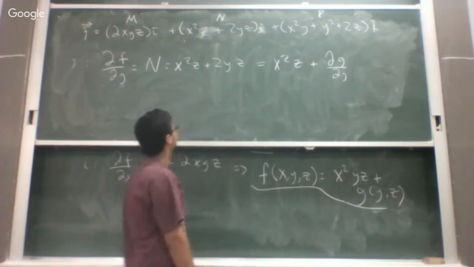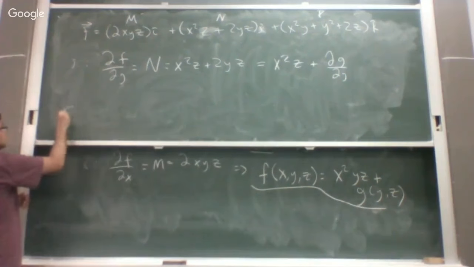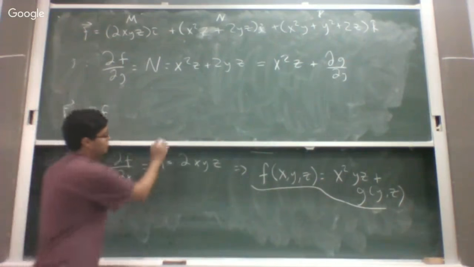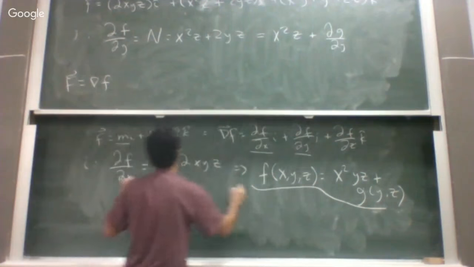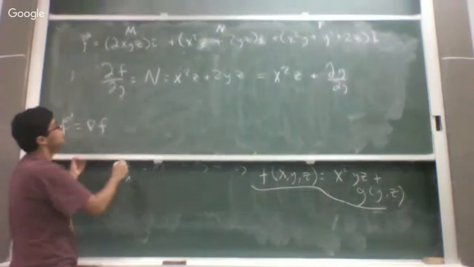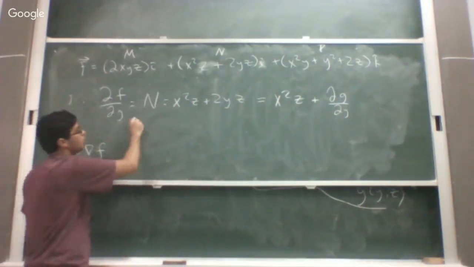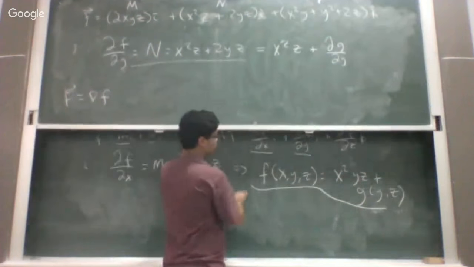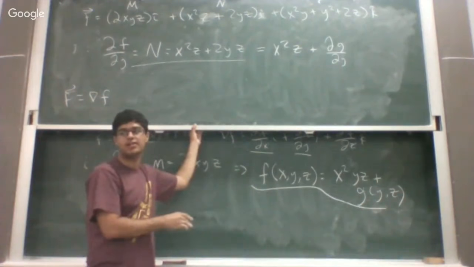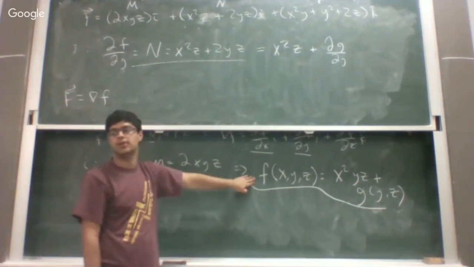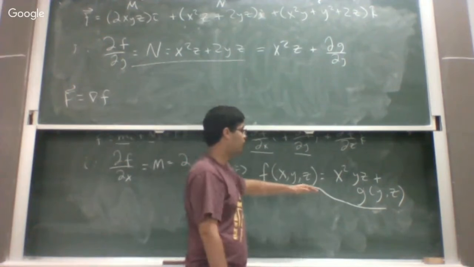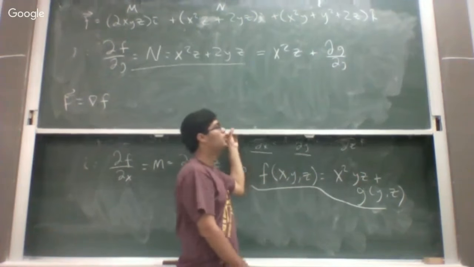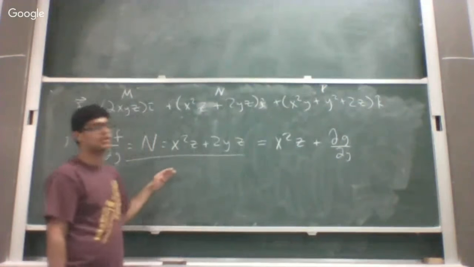We know from this relationship that the partial of f with respect to y, which is this j term, is equal to the n term here, which we got from here. But we know that we have a valid, though not finished, equation for the function of x, y, and z. So if we take the partial with respect to y, we get x squared z plus the partial of g with respect to y. So now we have an equation that we can simplify.